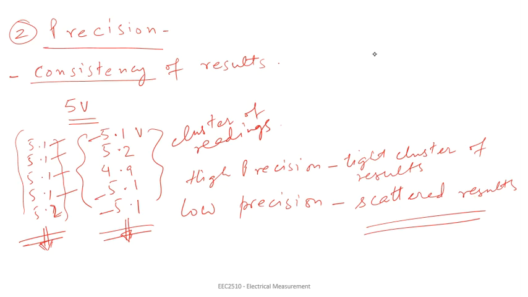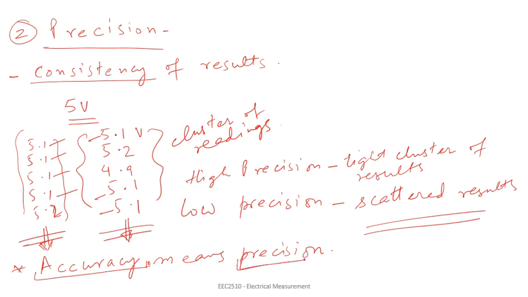So you conclude from here that if an instrument is accurate, then it will be precise also. So what I am trying to say is that accuracy for an instrument means precision, isn't it? That is, if for any instrument we say that this instrument is accurate, then that same instrument will be precise also. Obviously, if it is accurate, then it will give you consistent results.